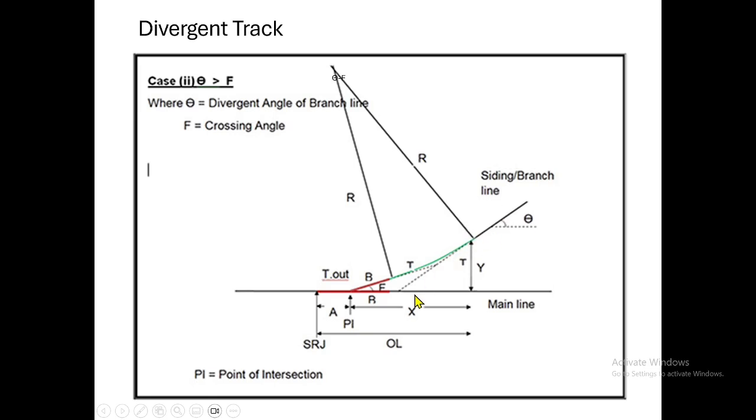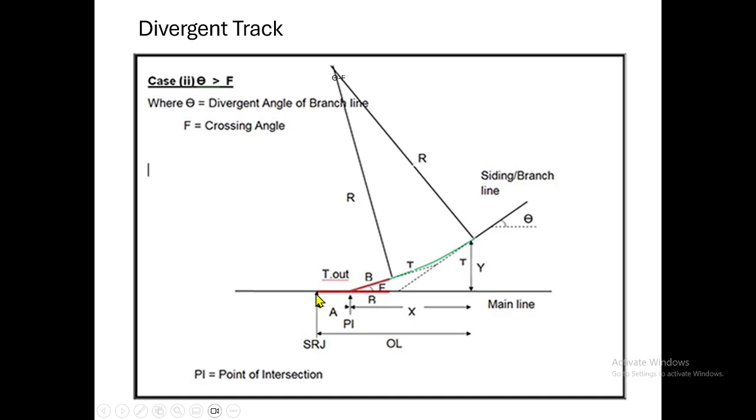For that, we have to find out the x distance and the y distance. Once we know the y distance and the x distance, that is x plus a, adding that we will get the overall length. Knowing the horizontal distance and vertical distance, we will be able to fix the SRJ. Drawing the siding here, we can fix the vertical offset, the y. Then from here we can measure the distance equal to the overall length.